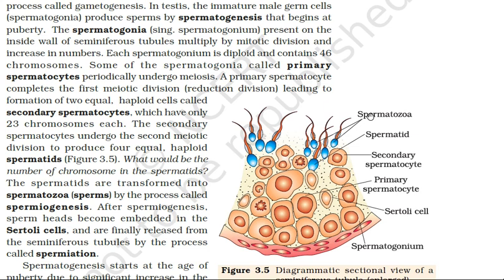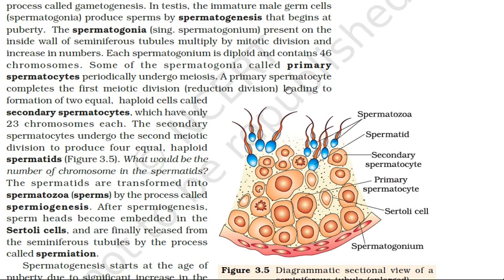An adult male produces about 10 to the power 12 to 10 to the power 13 sperms in a day, and the sperms gradually move into the epididymis. I had mentioned earlier that in the epididymis they turn into mature sperms, get concentrated, undergo maturation, and are stored here.